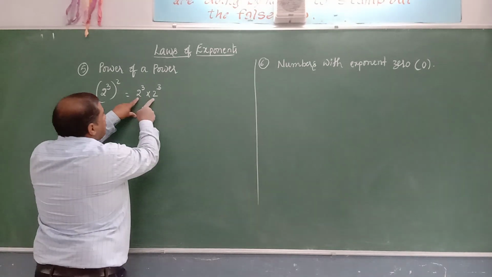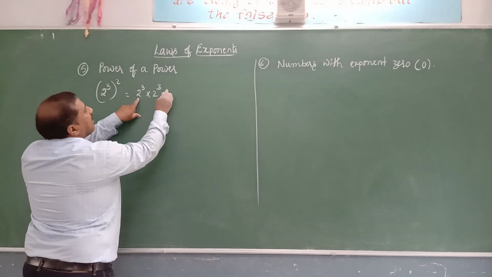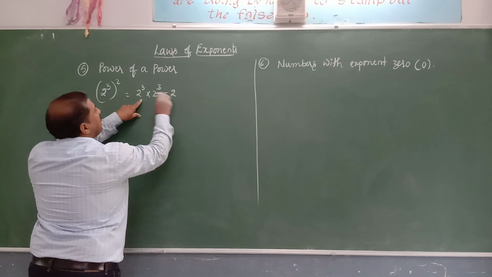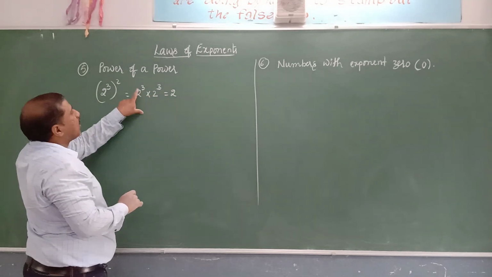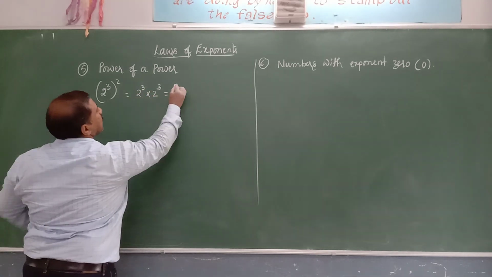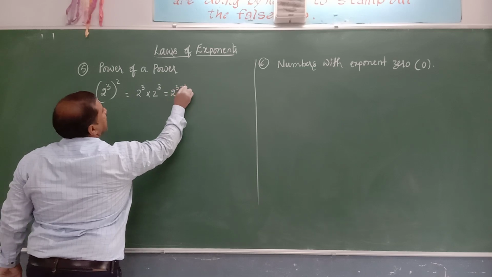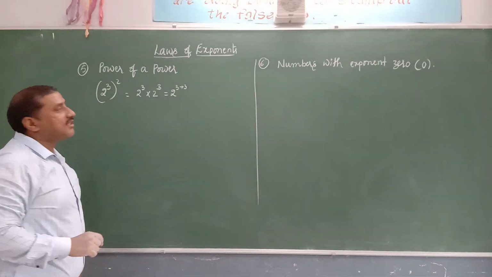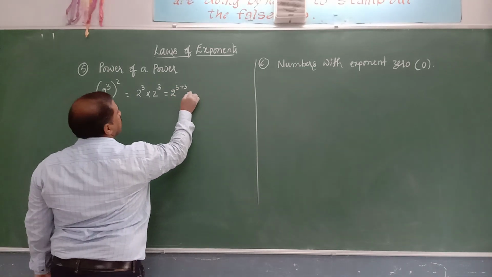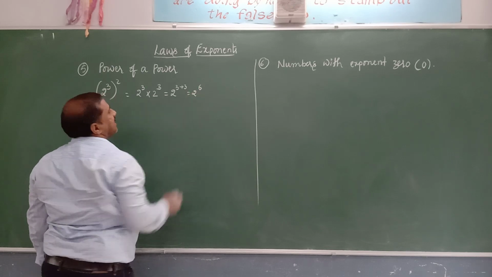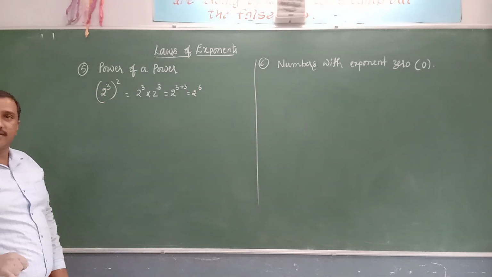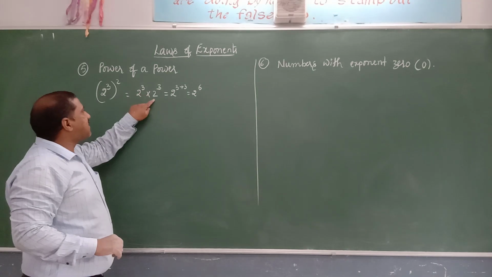So again here the bases are same. So what law can we apply? Can we add the powers or not? 2 cube into 2 cube is equals to 2 to the power of 3 plus 3, that is equals to 2 to the power of 6. Here bases are same.